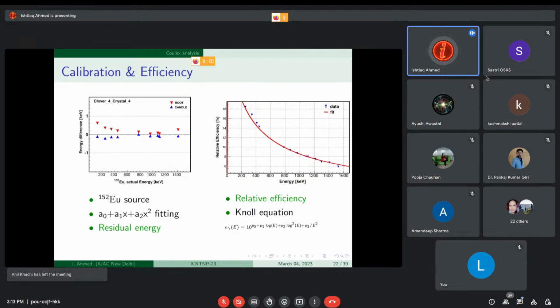Okay, so calibration and efficiency, as you know, is a very basic thing. You have to perform the calibration and the efficiency. That is what I have shown here. I will just quickly skip this because of the lack of time.